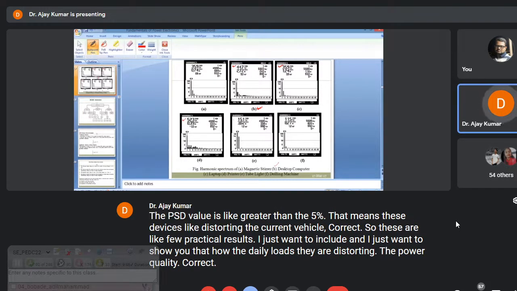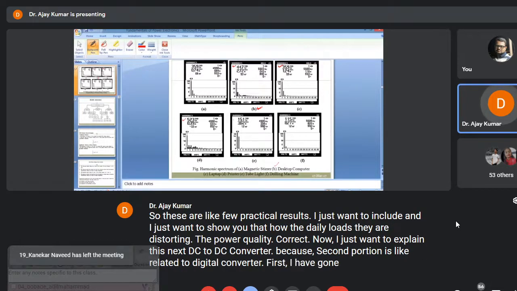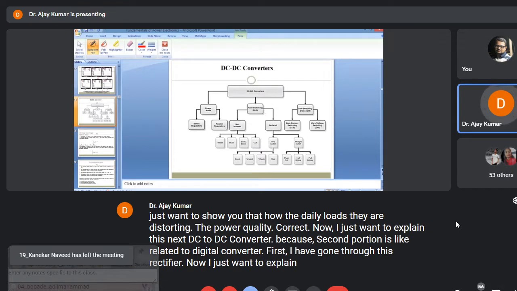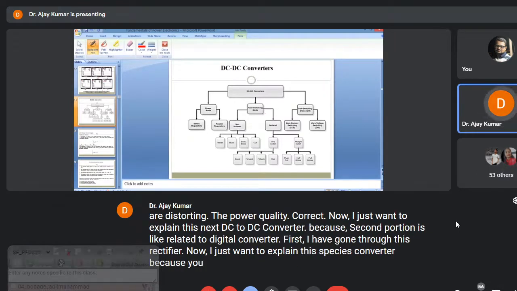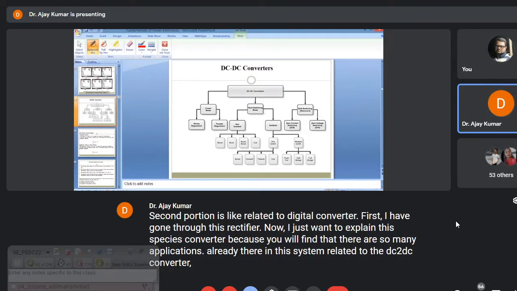Now I just want to explain the next topic, DC to DC converter, because the second portion is related to the DC to DC converter. First I have gone through the rectifier. Now I just want to explain the DC to DC converter, because you will find that there are so many applications already in this system related to the DC to DC converter. So these are the classifications of the DC to DC converter, right?